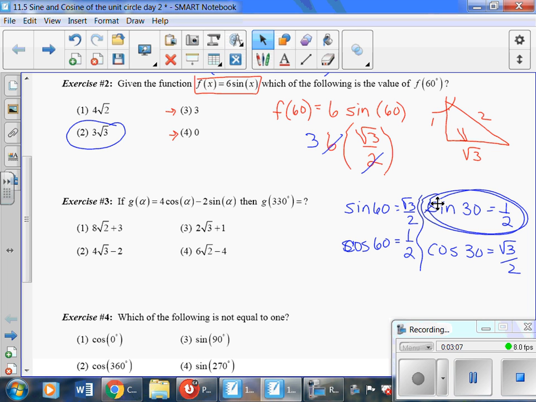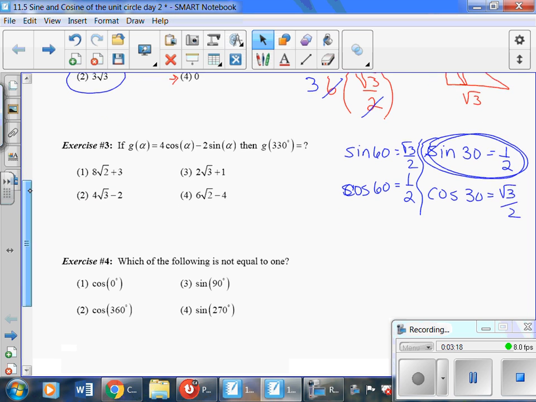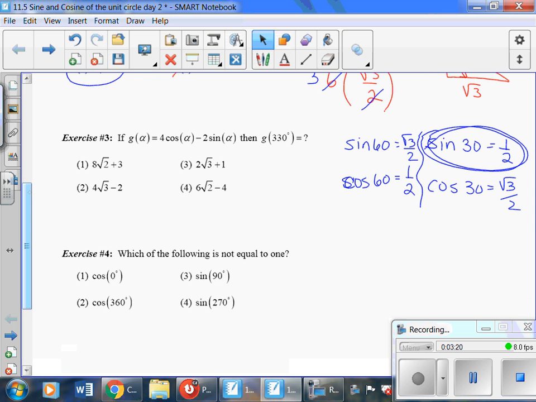I always remember the sine of 30 is a half, and I can always check that on my calculator. That's also how I make sure I'm in degree mode. I do the sine of 30, and it better come up with a half or 0.5, and if it doesn't, then I know I'm in radian mode. I'll show you a little bit about what I'm talking about with that later on.